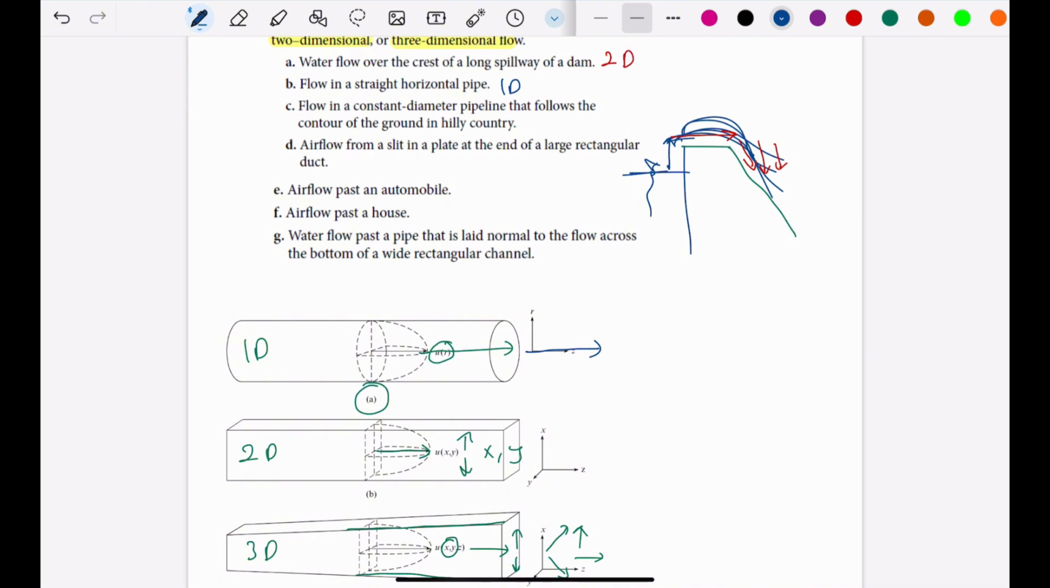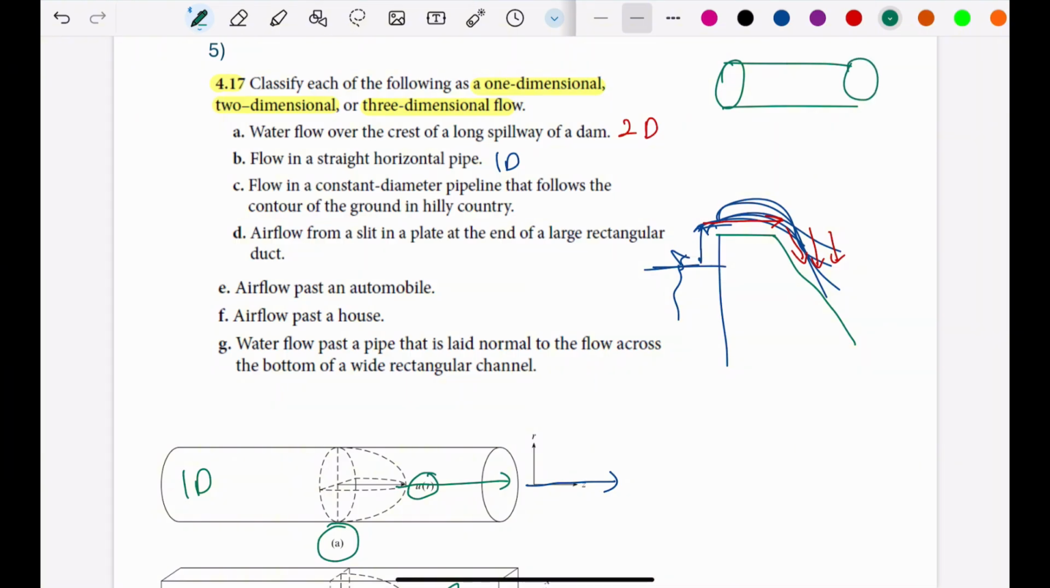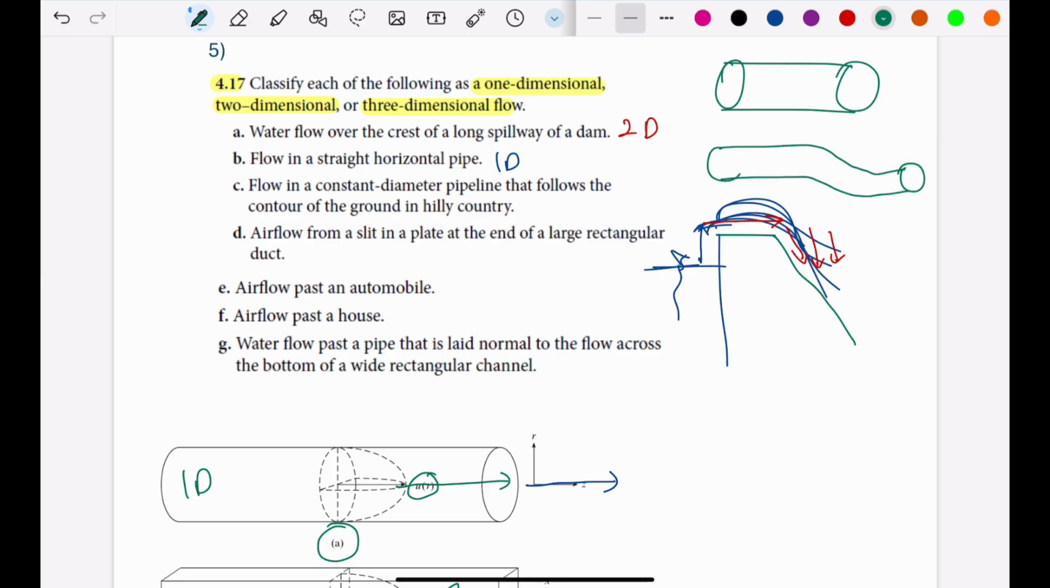In the C, flow in a constant diameter pipeline that follows the contour of the ground in hilly country. So here, the important information is it is a constant diameter. For example, we have this pipe. Its diameter is constant. But this pipe is following the contour. So for example, let's say it is something like that. So again, we will have this flow that follows that streamline.